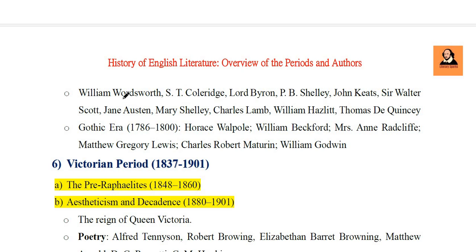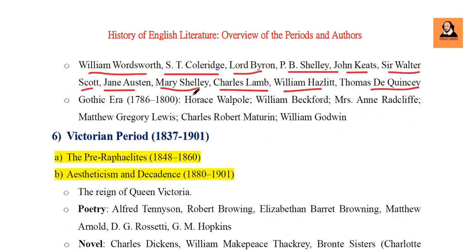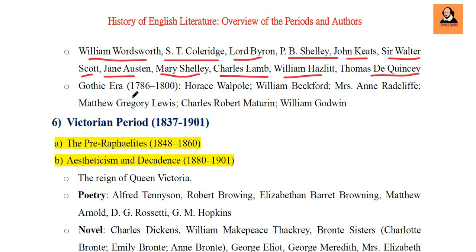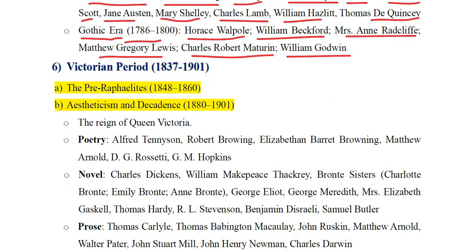So the major writers in this period we have William Wordsworth, S.T. Coleridge, Lord Byron, P.B. Shelley, John Keats, Sir Walter Scott, Jane Austen, Mary Shelley, Charles Lamb, William Hazlitt, Thomas De Quincey, and also you see during this time period 1786 to 1800 there was the proliferation of Gothic novels. So this time period is particularly known as the Gothic era, and we have the Gothic novel writers Horace Walpole, William Beckford, Mrs. Ann Radcliffe, Matthew Gregory Lewis, Charles Robert Maturin, and William Godwin.